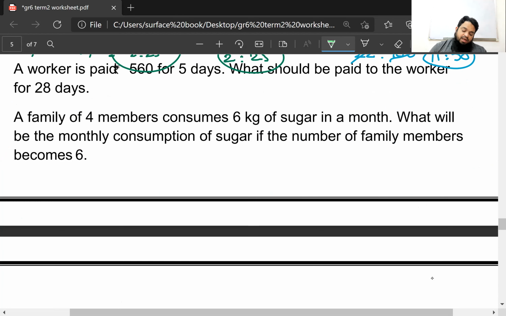Let us go. A worker is paid 560 for 5 days. What should be paid to the worker for 28 days? Oh, this is the unitary method. See, first find out for 1 day and then multiply it for 28 days. Unitary method is very simple. Find whatever he is asking for 1 day or for 1 unit, okay, and then go for the maximum number, whatever he is asking. So the worker is paid rupees 560 for 5 days.